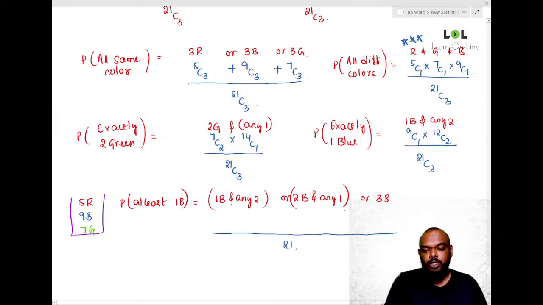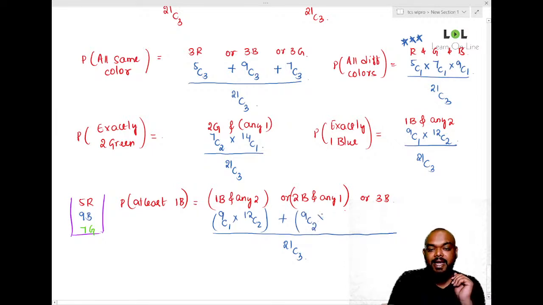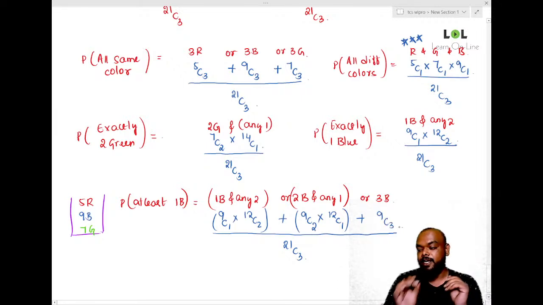Total cases will not change: 21C3. You need one blue. One blue means what? 9C1 into any 2 from red and green, 12C2. Perfect. Or means what? Addition. 2 blue means 9C2, and any one from red and green. 12 are there, I need any one: 12C1. Finally, or 3 blue means 9C3. That's all. Did you understand this question, everybody?